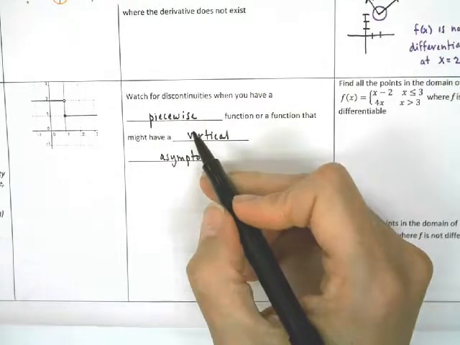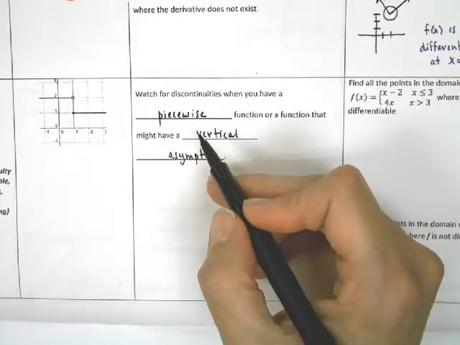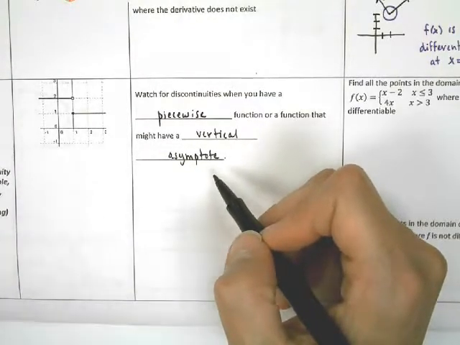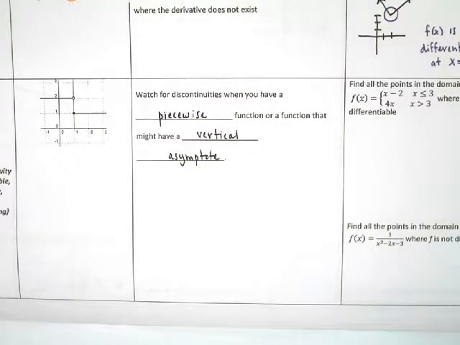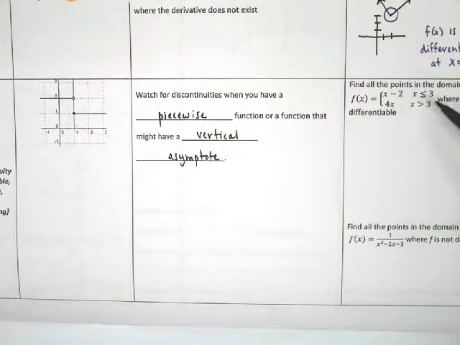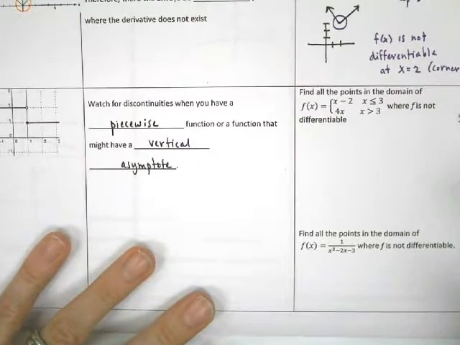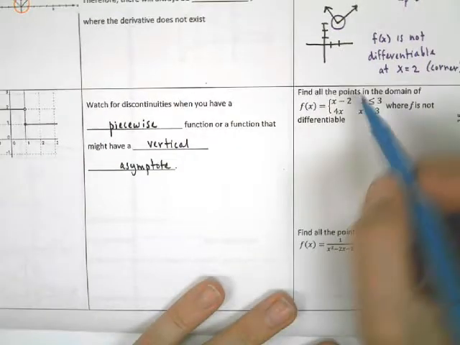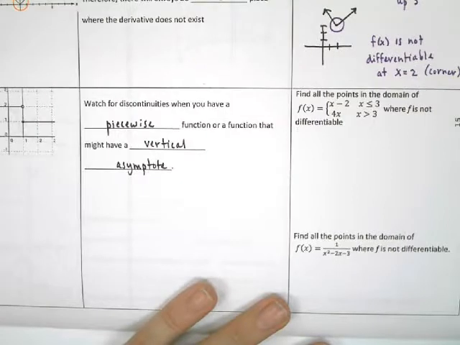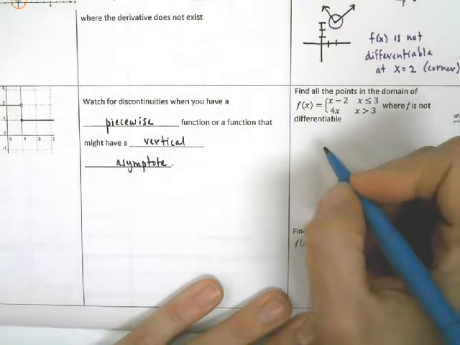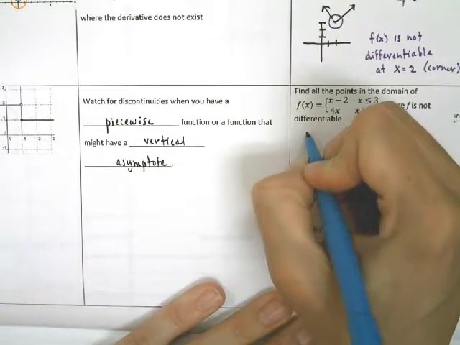Right, with our piecewise functions, we know we have to look out for those jump discontinuities. Vertical asymptotes, right, are going to give us those infinite discontinuities. So if I look at this function here, my piecewise, to find all the points in the domain of this function where f is not differentiable, I know I'm going to look out for this point x equals 3, because if it's piecewise, I'm wondering if maybe I have a jump there. So I'm going to see if this is continuous, first of all, at x equals 3.